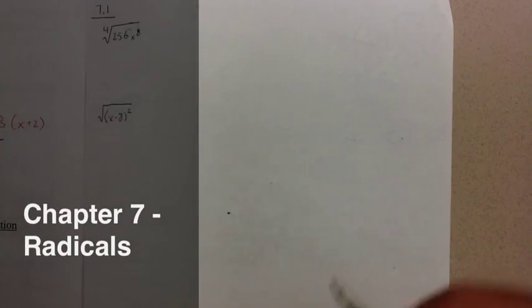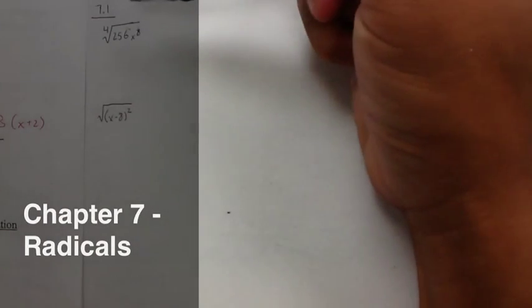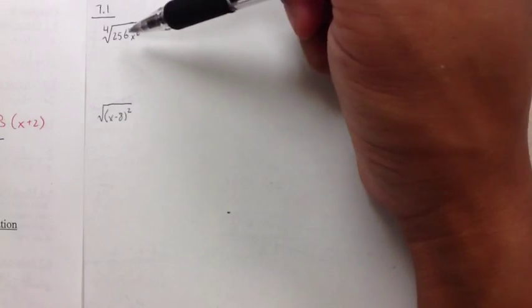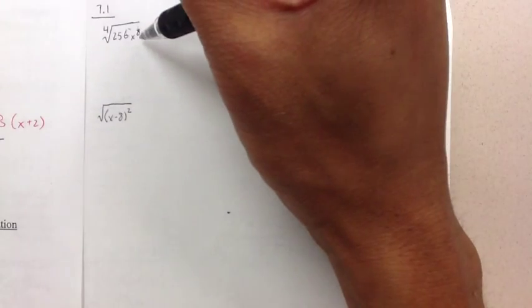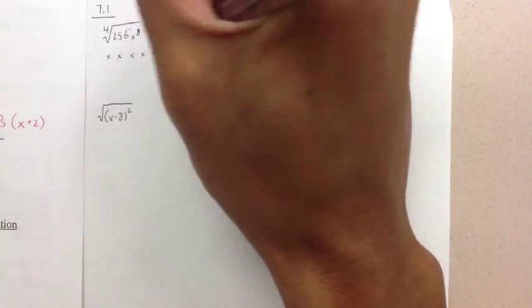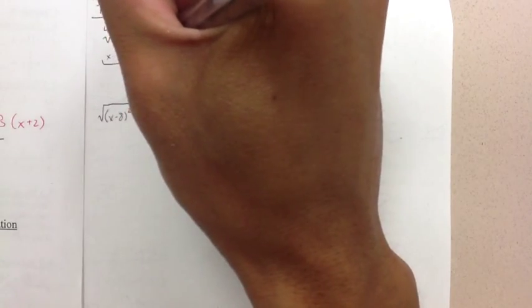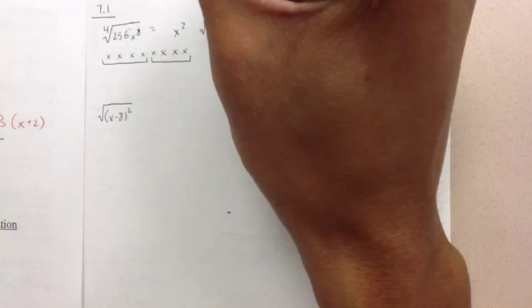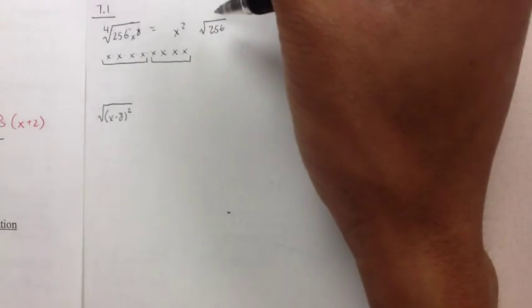Chapter 7 is all about roots. If I'm looking for the fourth root of something, I'm looking for something that multiplies to itself 4 times to be able to pull it out. For example, this x to the 8th is the same thing as 1, 2, 3, 4, 5, 6, 7, 8. That really comes out 4 of these and 4 of these. A single x squared is going to come out, and nothing is going to be left inside.